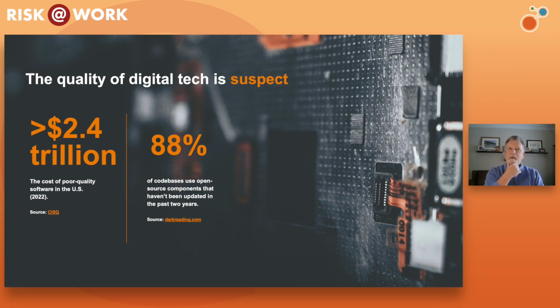So here is some information from darkreading.com. And it's actually from a survey that was conducted at the end of 2022 that said 88% of code bases, software code bases, are using open source components that haven't been updated in the past 2 years. And while that may be fairly innocuous for a lot of the components that don't need to be updated necessarily, the problem is organizations don't really know. They lack the visibility into what's in there, what's not.